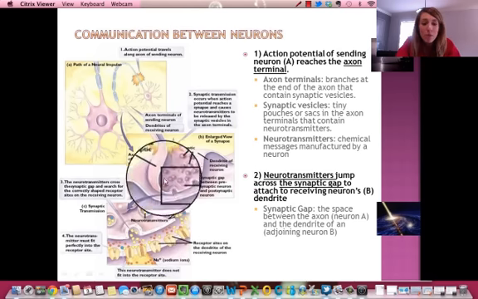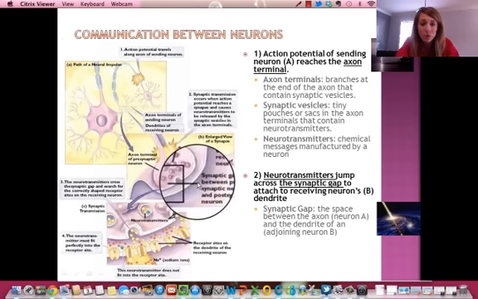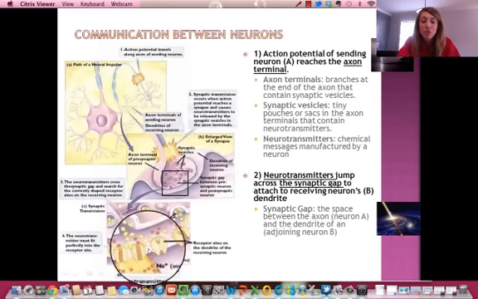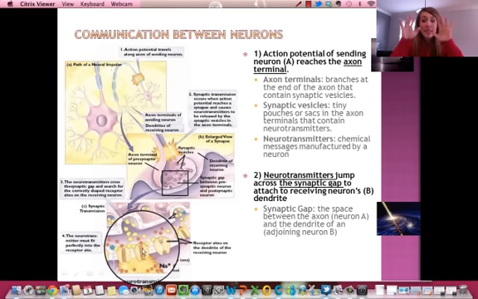So they jump from the synaptic vesicles, right? They jump from the axon terminals to new dendrites, right? They have new receptor sites on the dendrites, okay? And the dendrites then listen, and then they send a new message, okay?